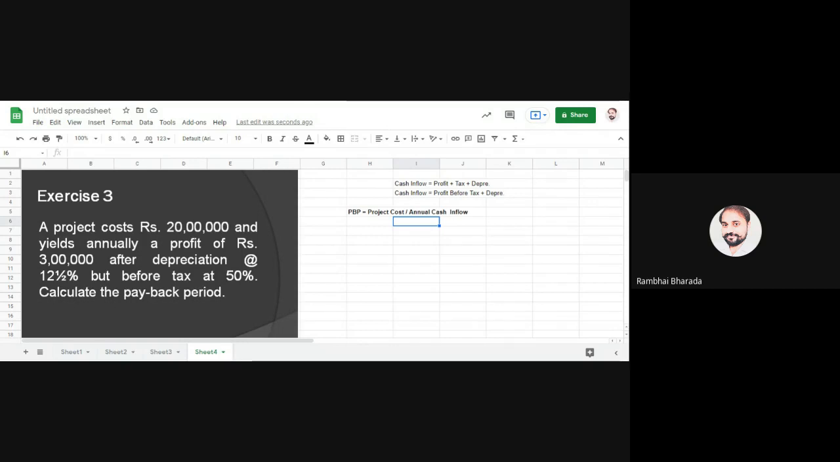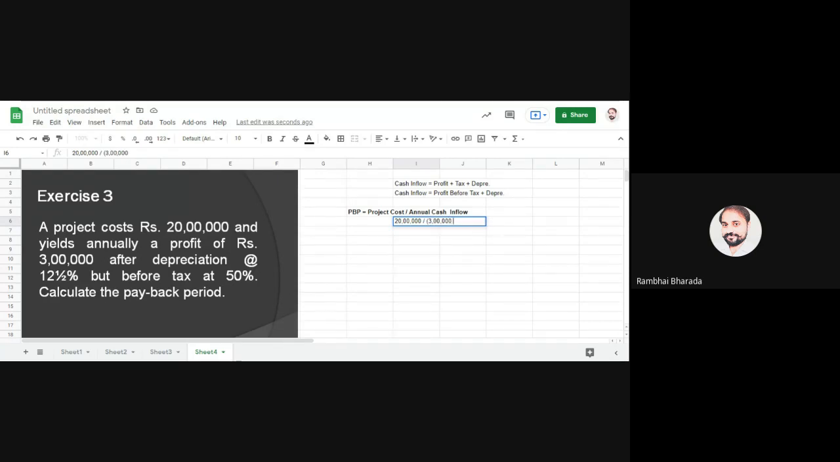Everyone, are we clear? These two conditions are there. Okay, moving ahead. Now see, project cost is given to you. How many rupees? See the first line, 20 lakh rupees. Okay, write down here 20 lakh rupees upon cash inflow. Here cash inflow is equal to, look at the formula, profit before tax. Profit before tax is given to you. How many rupees? 3 lakh rupees.